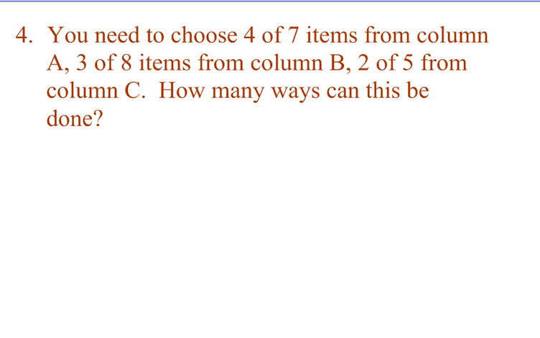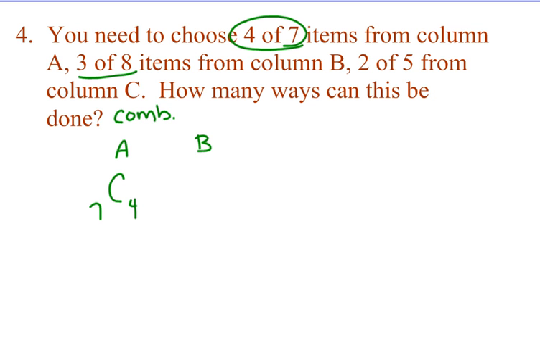Number 4, it says you need to choose 4 of 7 items from column A, 3 of 8 items from column B, and 2 of 5 items from column C. How many ways can this be done? So the first one, I'm going to say that they didn't say anything about order here, so I'm assuming this is a combination problem, the way they worded it. So when they say 4 of 7 items, that means I'm going to do 7C4. And then that's just column A, right? Here's column A. For column B, I have to choose 3 of 8 items. So there's 8 total. I have to choose 3. And for column C, there's 2 of 5. So I have 5 total, and I have to choose 2.